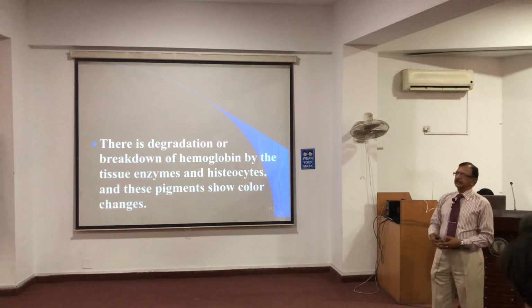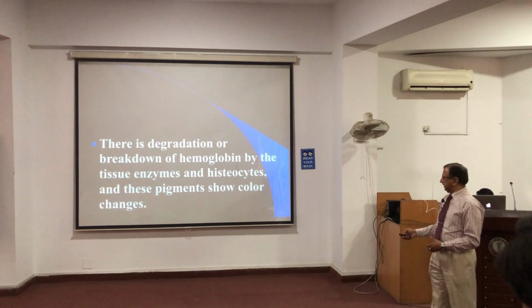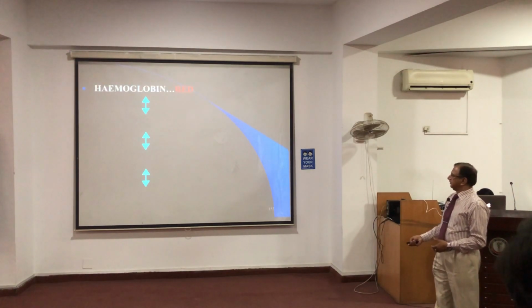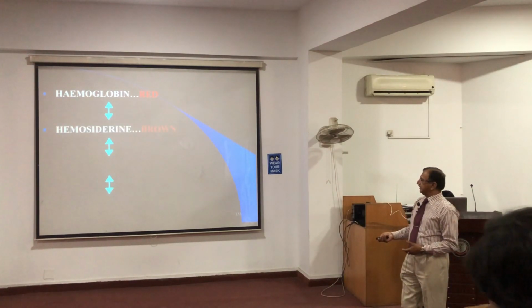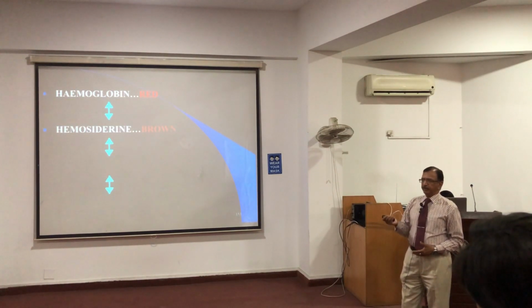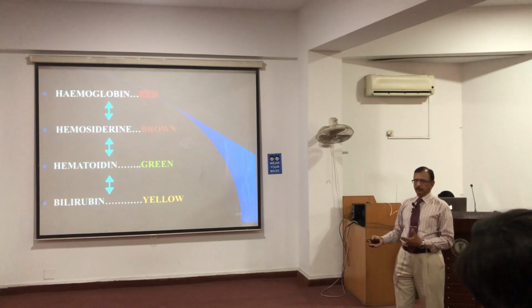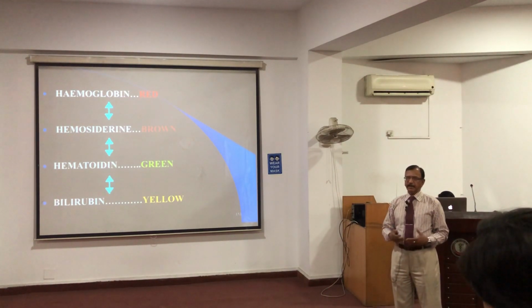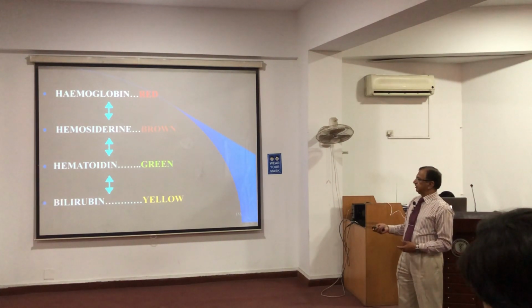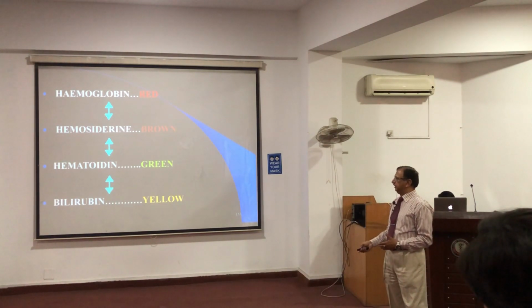And this is because of the breakdown of hemoglobin by the tissue enzymes and the tissue histiocytes. So hemoglobin initially will be showing a reddish color. Then the hemocytin will be brown in color and hematidine green, and then ultimately it will be bilirubin which will be yellow. So these four colors, red, brown, green and yellow, are because of the disintegration of the hemoglobin into hemocytin, hematidine and bilirubin.